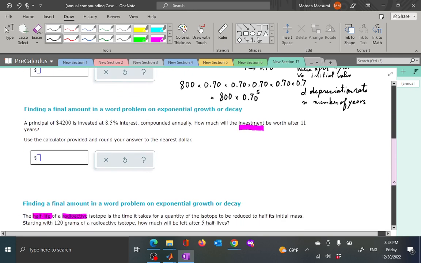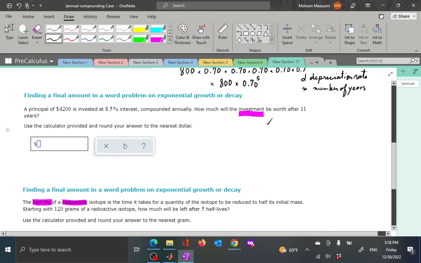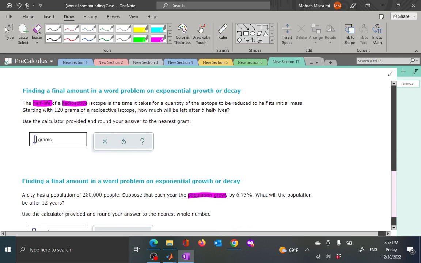Okay, this is the interest rate calculation. Let me just write 4200 times 1.085, this is interest, and we are keeping it for 11 years, so that's what you have to calculate here. Okay, this one, the language is a little bit different. For radioactive substances, we have something called half-life. After a half-life, only half of the substance is left. So the critical phrase here is half-life.